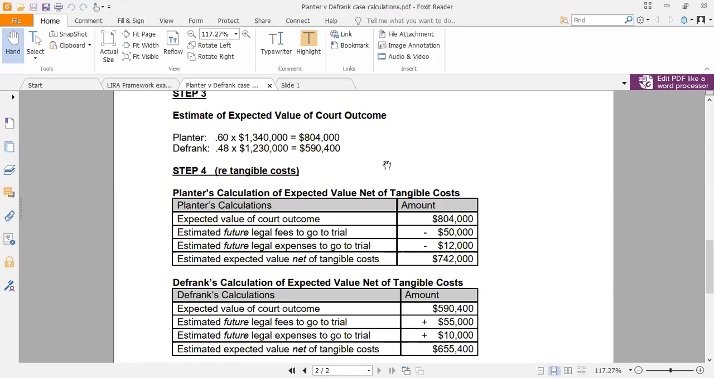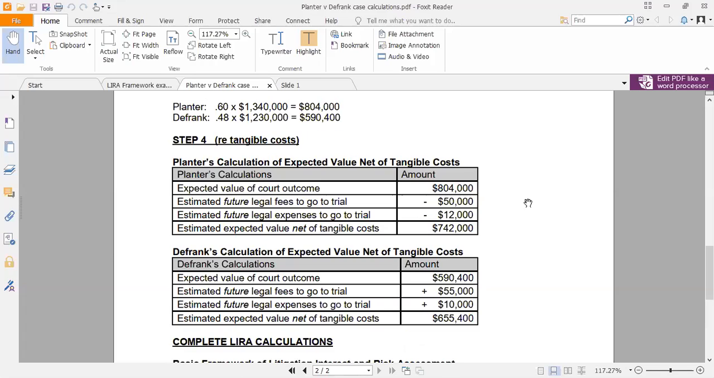Now, that's step 3. This is basically what you think would happen if you went to court, also known as the value of the BATNA, the best alternative to a negotiated agreement. Step 4 involves deducting the tangible costs. So the plaintiff figures that if they went to trial, there would be an additional $50,000 in legal fees and an additional $12,000 in legal expenses, such as expert witnesses.